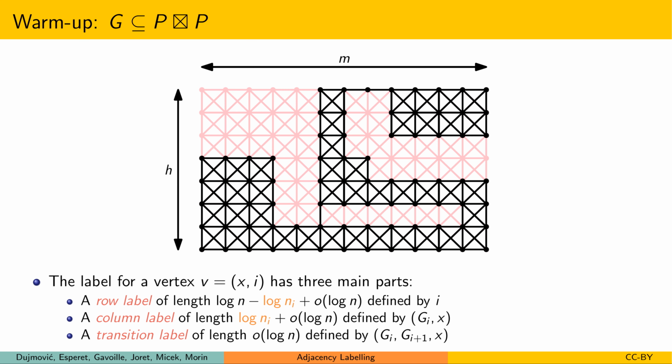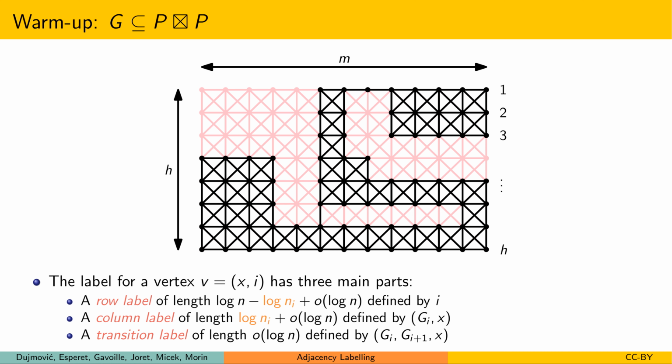Before proving the main result in its entirety, we consider the special case in which G is an induced subgraph of the strong product of two paths. This simpler sounding problem still contains all the major difficulties that must be overcome in a solution to the general problem. The vertices of G can be partitioned into rows numbered 1 through h. We let Gi denote the subgraph of G induced by the vertices in row i.